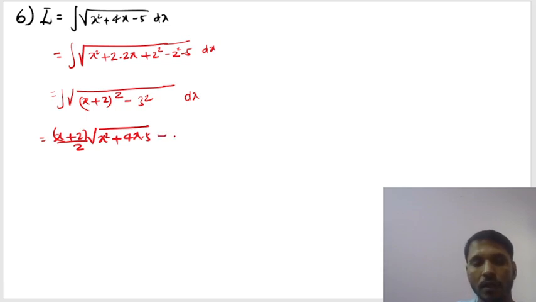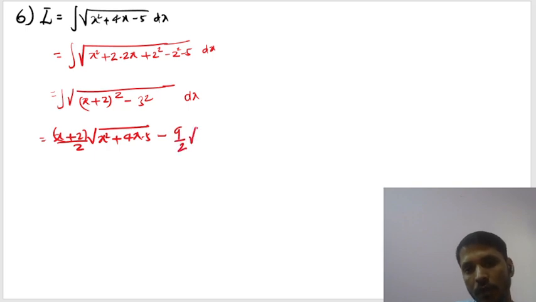Here a square and then log will come. So what is a square? A square, as in the previous questions, is here 9.